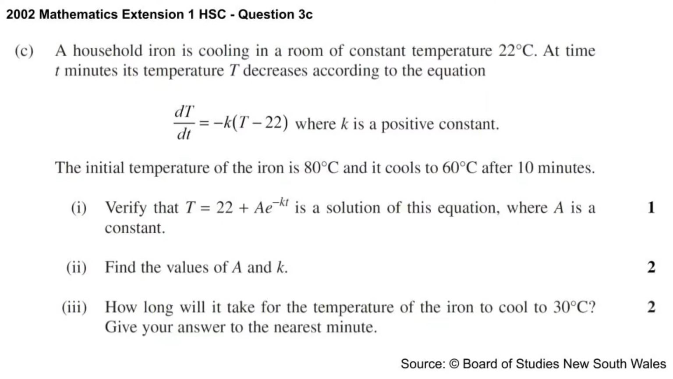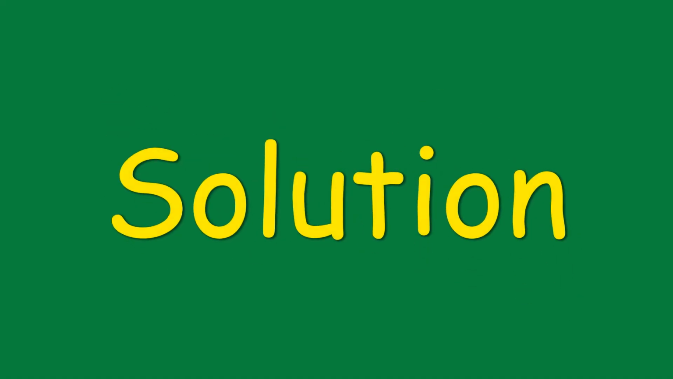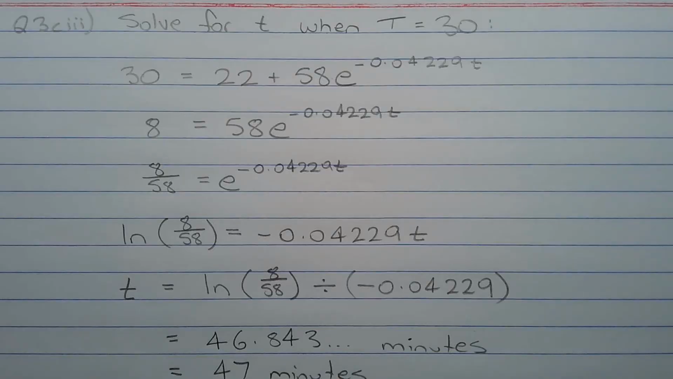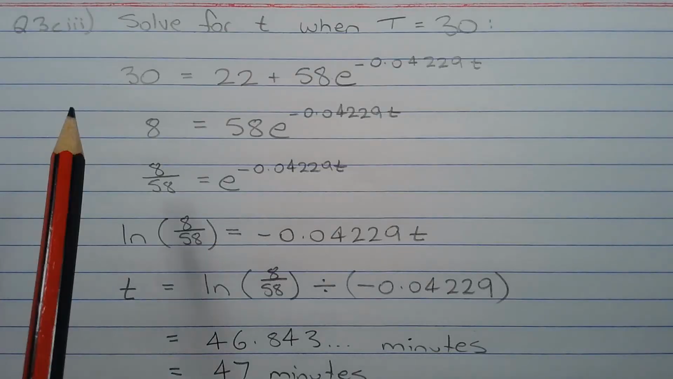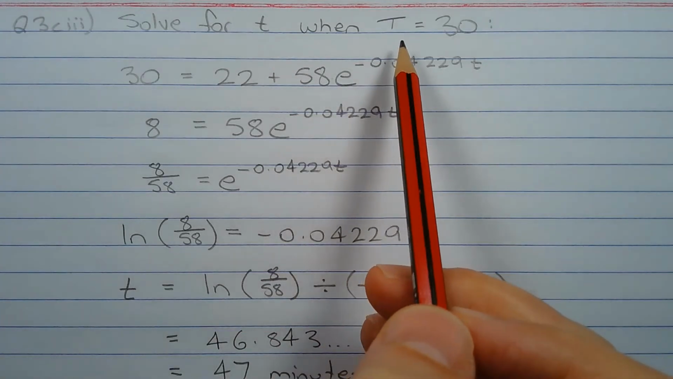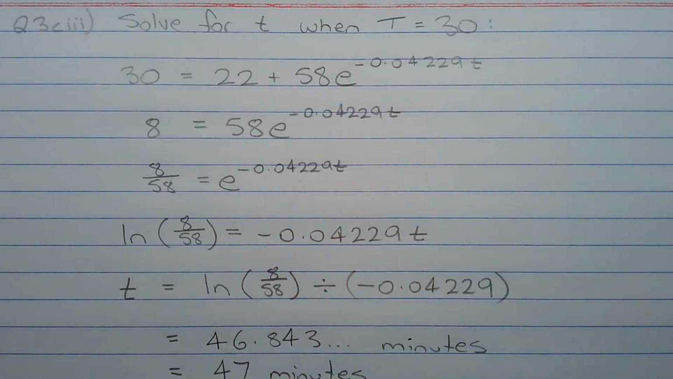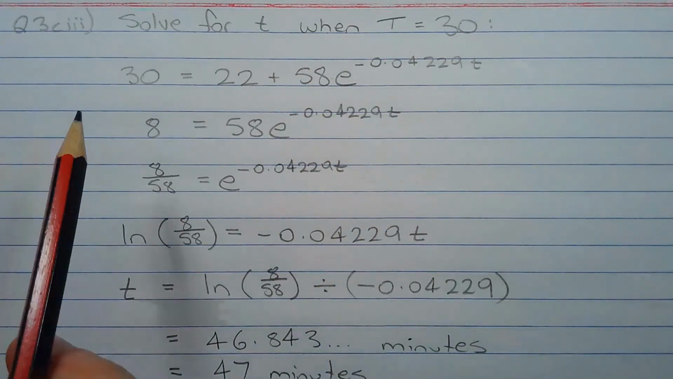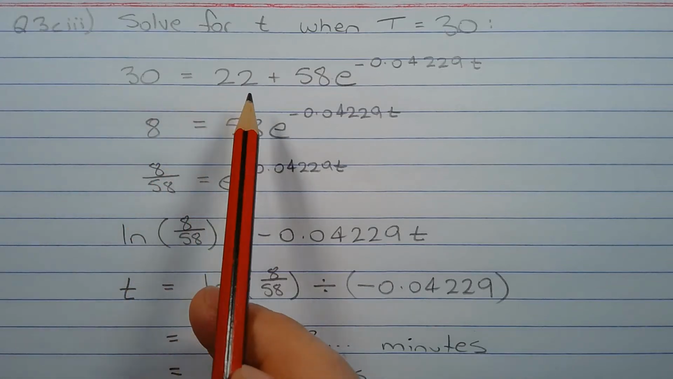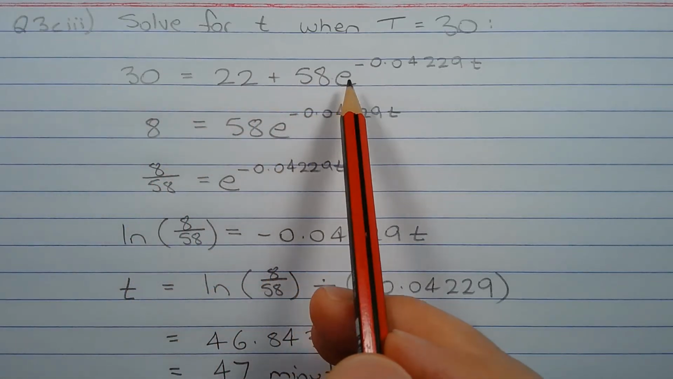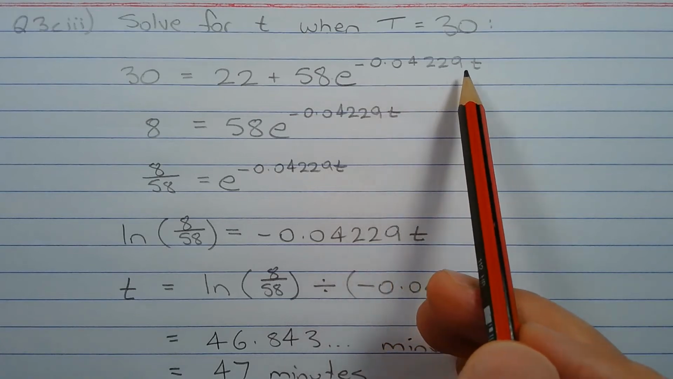Part 3. How long will it take for the temperature of the iron to cool to 30 degrees Celsius? Give your answer to the nearest minute. Using the equation we found in part 2, we need to solve for t when T is equal to 30. So substituting T equals 30 into the equation, we have 30 is equal to 22 plus 58 multiplied by e to the power of -0.04229t.